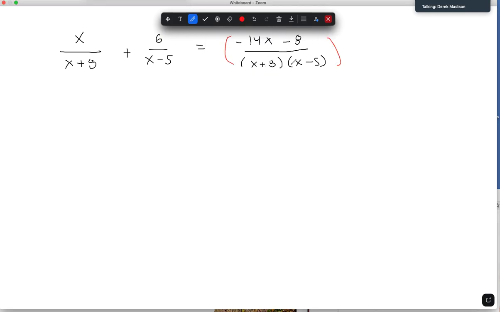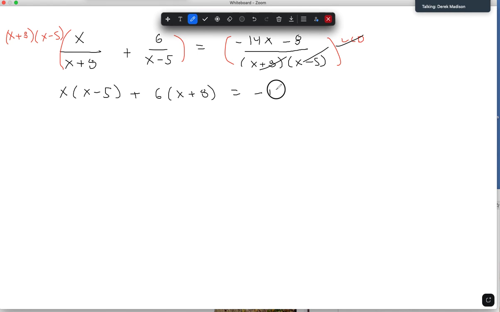So I'm going to multiply by the LCD, which is this right here. Same thing on this side. I'll write it out over here since I can stare at it while I cancel. So now the x plus 8s cancel, and I'm going to have that x times an x minus 5, plus 6. Here the minus 5s cancel, so I'll have 6 times x plus 8. And then here all that cancels with the LCD, so I just have that negative 14x minus 8 over here.